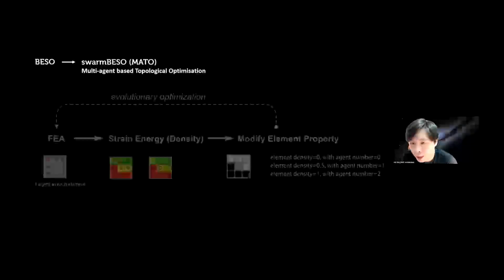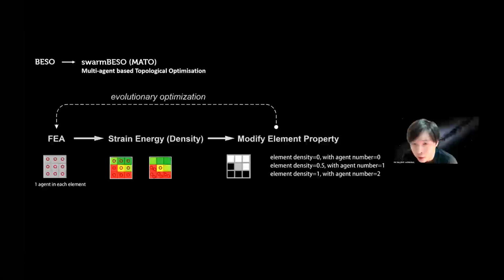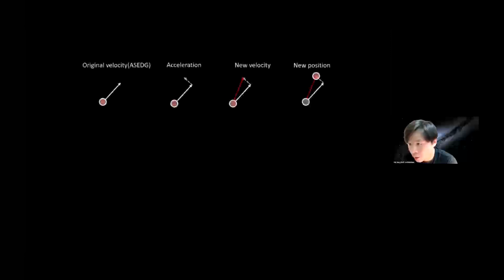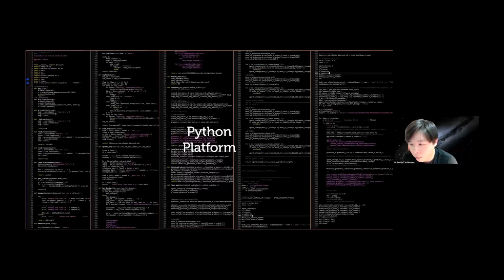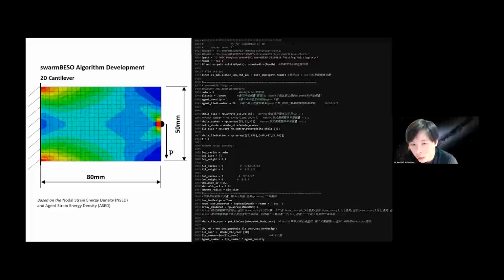So Professor Mike Xie's team always delivers different versions of BESO to get more diversity in the final results, which is suitable for more designers. So this is some algorithm development based on the Python platform. This is the 2D version of the cantilever, which uses the Swarm BESO algorithm.